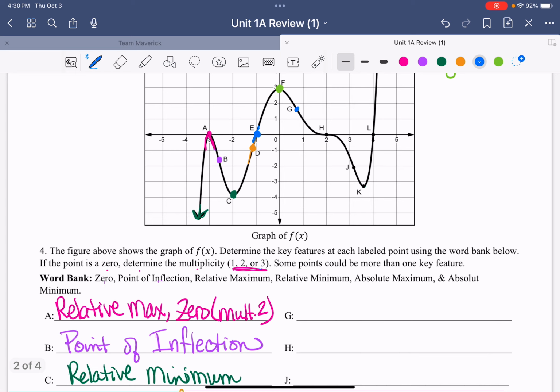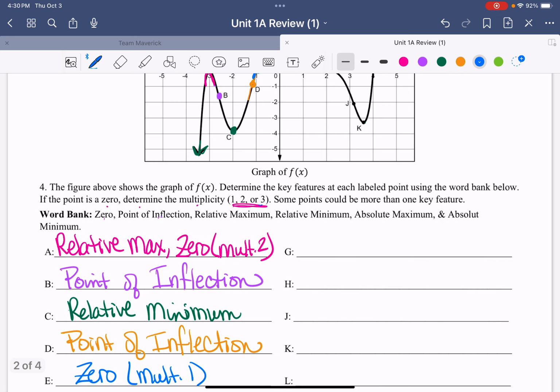Okay. Then G. All right, so G is not a max or min. It is going to be a point of inflection. It's where we change from concave down to concave up. So point of inflection.